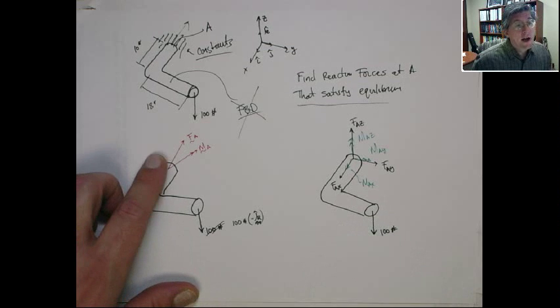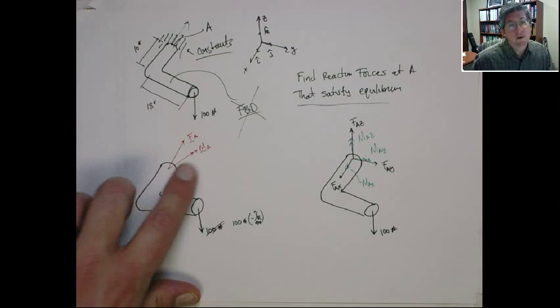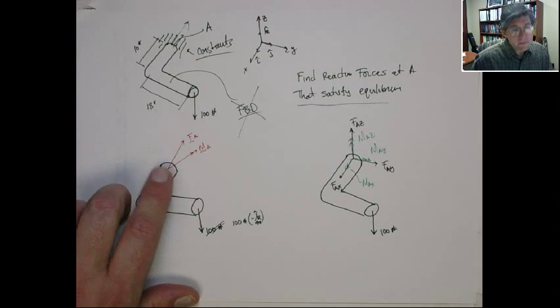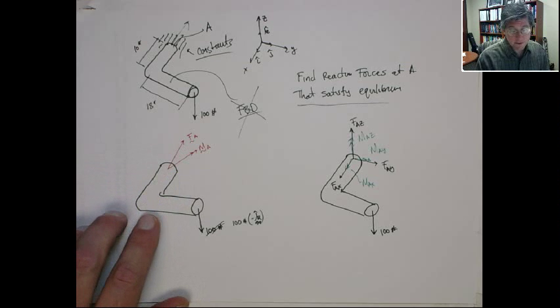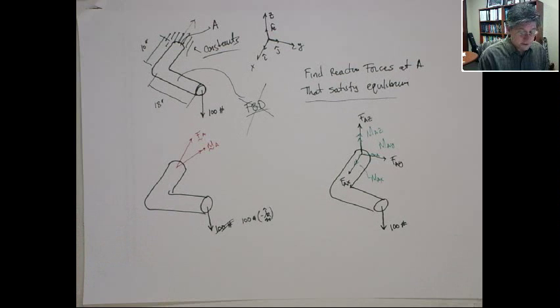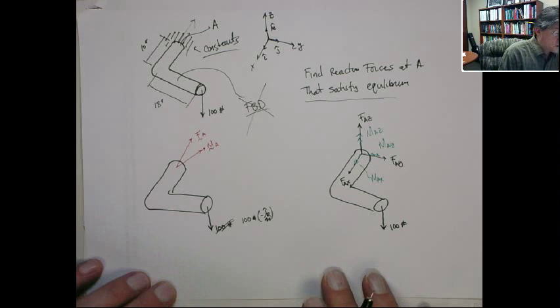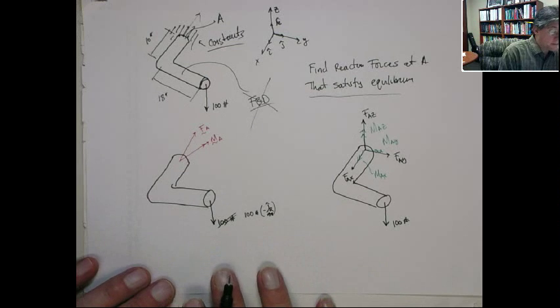Now this one, I drew it as a vector. I don't really know the magnitude or the direction, so I just drew it in arbitrary directions. So let's look at this approach, the 3D approach first. So in this situation, let's do the equilibrium equations.